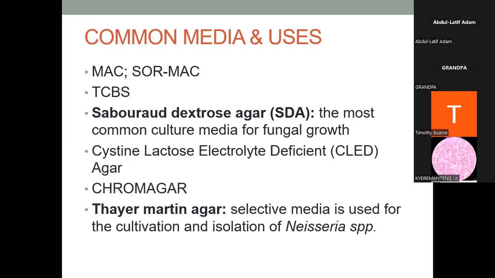Now, the indicator in MacConkey is neutral red. Neutral red becomes red in an acid environment. And for that matter, lactose fermenters will become red. All right. So lactose fermenters like E. coli will appear reddish or pinkish on MacConkey agar. Okay.